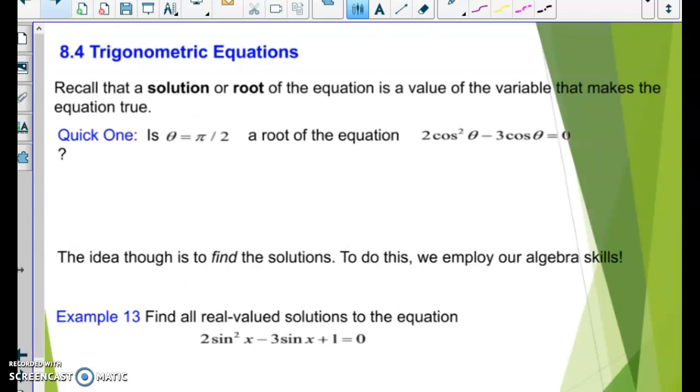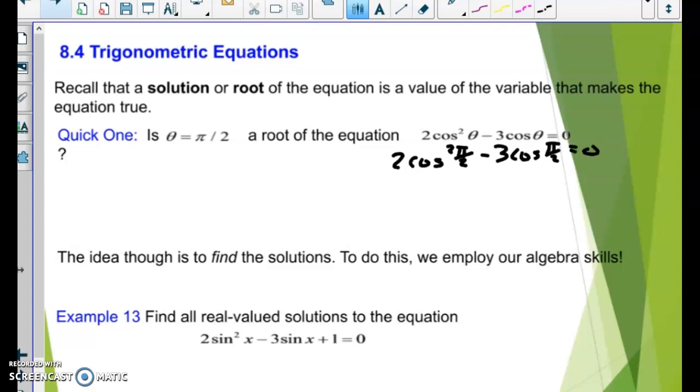Section 8.4, some trig equations. If we recall that a solution or a root of an equation is the value of the variable that makes the equation true, is theta equal to pi over 2 a root of that? Well, a way to test that would be to just plug in. So let's find out if cosine squared of pi over 2 minus 3 cosine at pi over 2 is equal to 0.